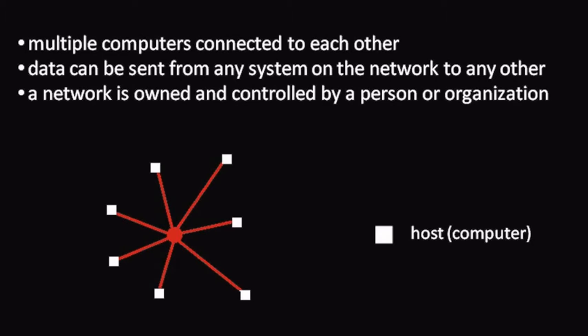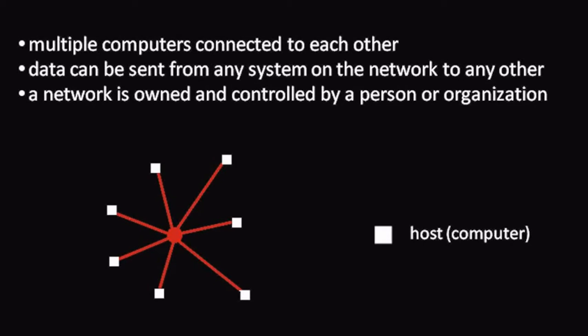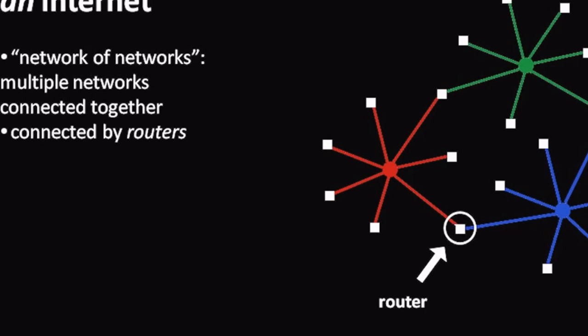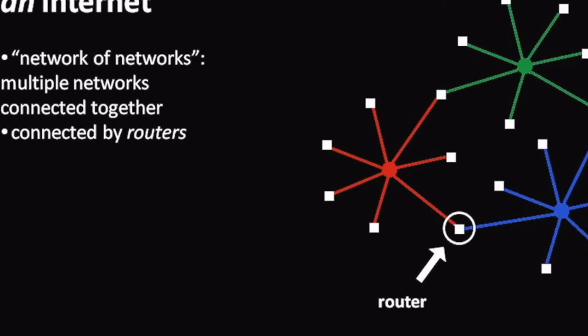Quite importantly in the definition of a network is that it is something owned and operated by one entity, one person or one organization. All of the systems on the network, all of the hosts, and the means to connect them are all controlled by one entity. When we take multiple independent networks and connect them together into one larger network, we call that an internet. Not necessarily the internet, just an internet.